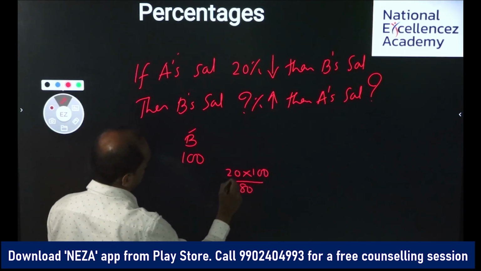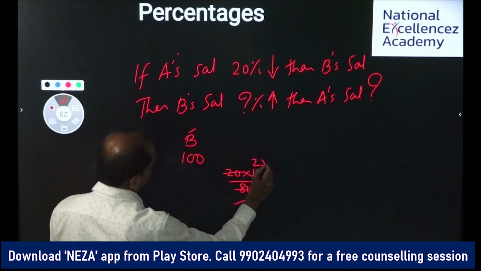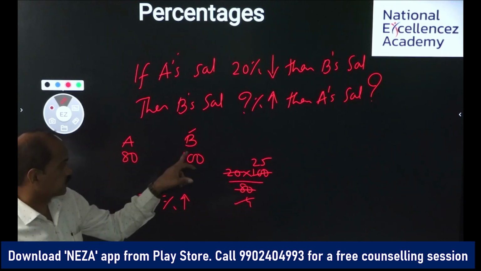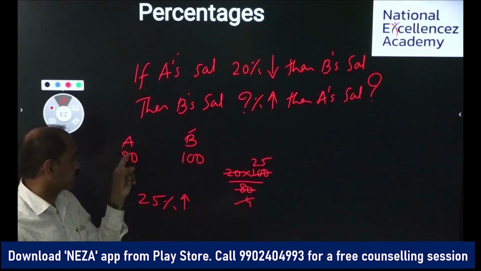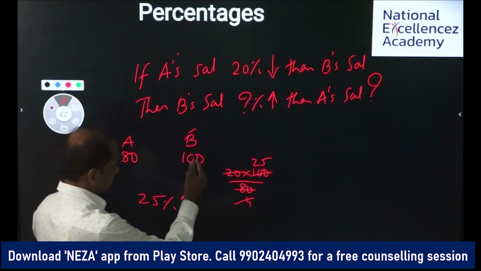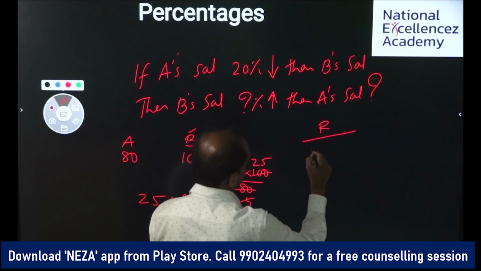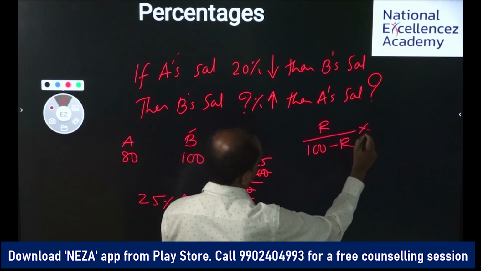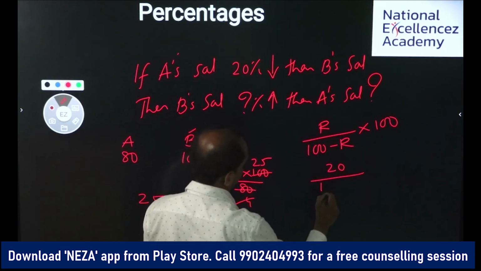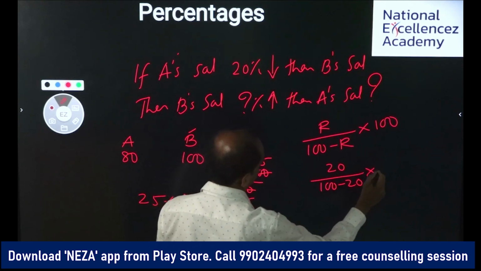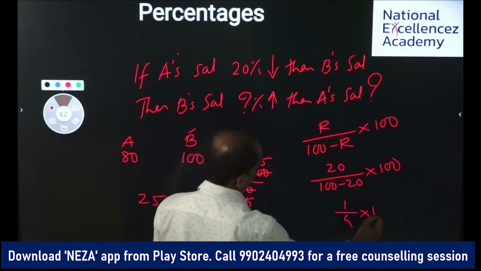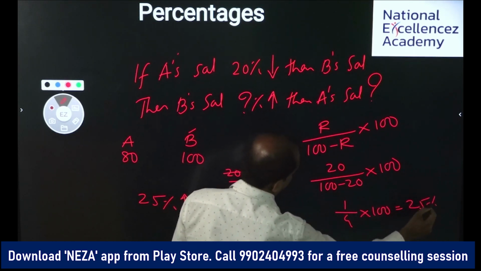For every 100, how much? 20 ones are 20, 4 ones are 4... 20 by 80 into 100, so the final answer is 25% more. A's salary is 20% less than B, but B's salary is 25% more than A, right? So this can be done using this. Here R is 20, 100 minus 20, into 100, the final answer is 25%, right?